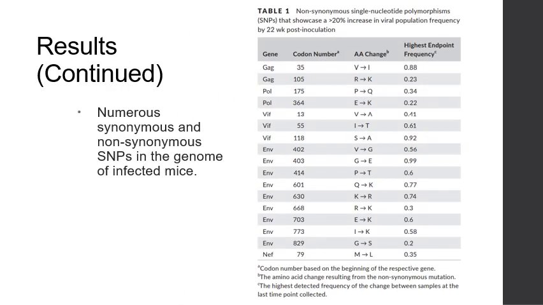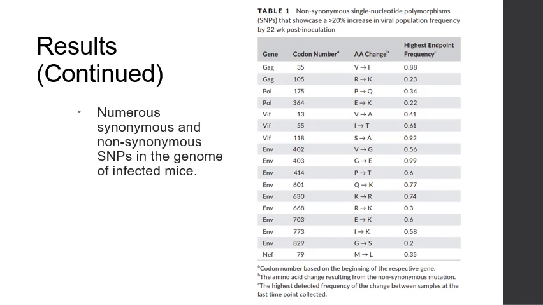In terms of the genome mapping, there were numerous synonymous and non-synonymous SNPs in the genomes measured from the infected mice. So a synonymous SNP is the same as a silent mutation. So this is where the amino acid does not change, whereas the non-synonymous SNPs would change the amino acid.